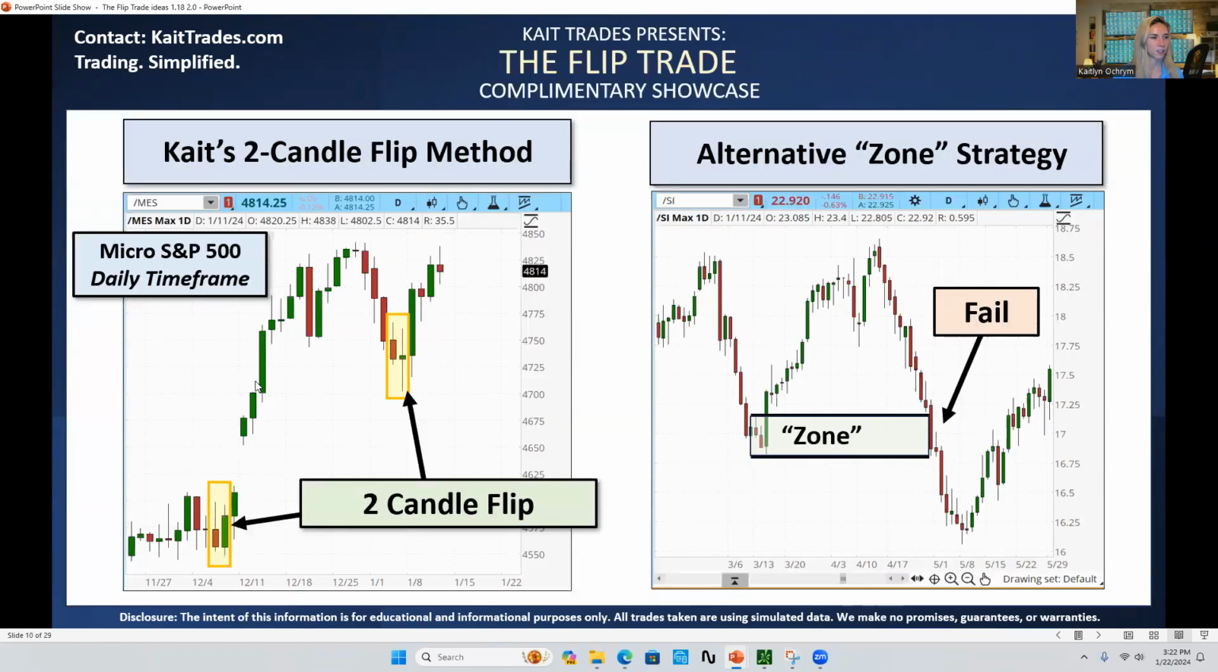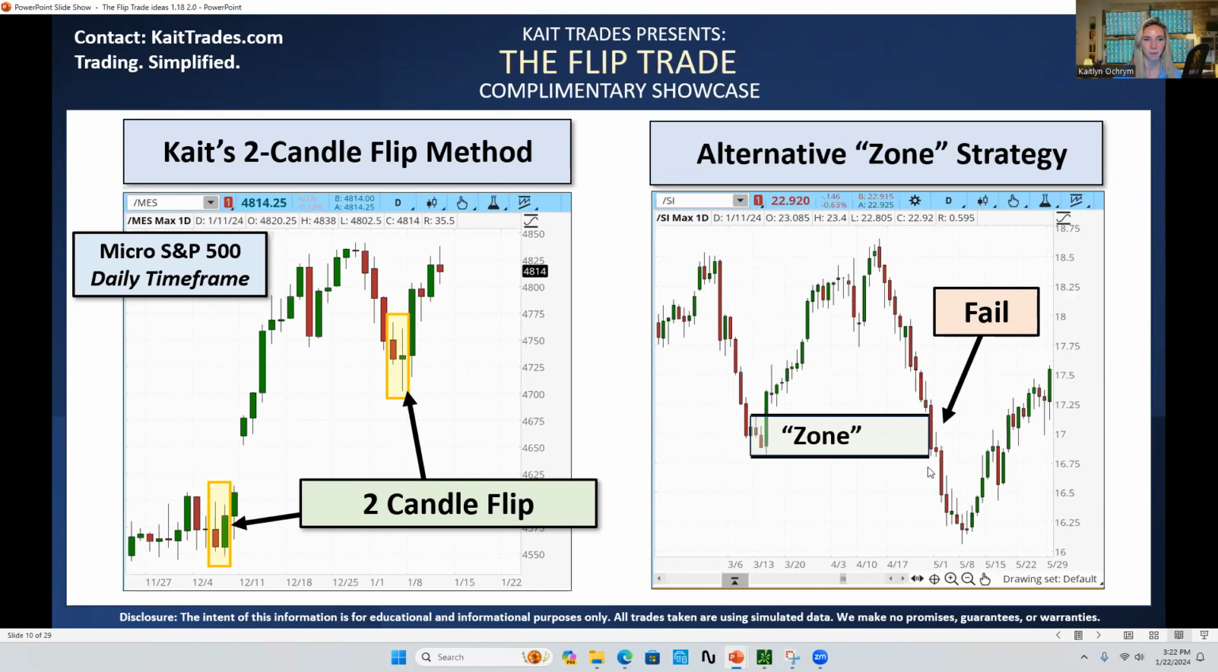So one slide here, just wanted to illustrate the difference between how I'm going to be teaching with the 2-candle flip versus our alternative zone strategy. I'll start with the one on the right. Many of us have traded zones in the past where we isolate a specific group of candles. We wait for price to come to our zones. We place our entry, we place our stop, and then we, more often than not, get stopped out.